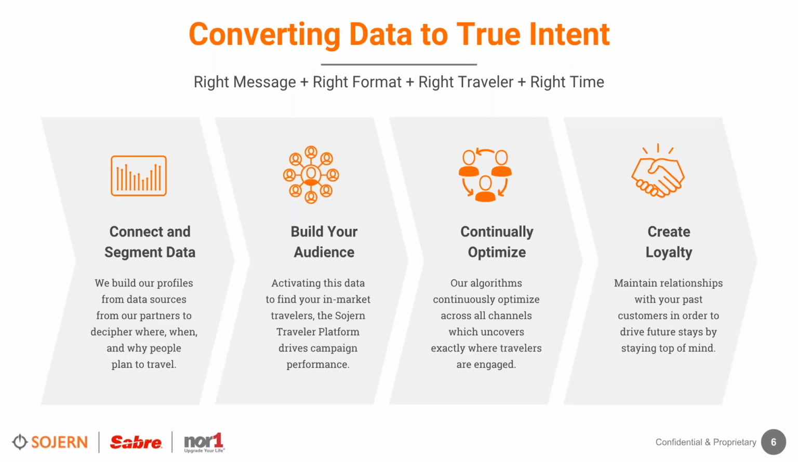At Sojern, we try to connect and segment the data that we have access to. We build profiles from our data sources and our data partners to decipher where, when, and why people are planning to travel. We then customize audiences to activate this data and find in-market travelers using the Sojern Traveler platform that drives overall campaign performance. Then we leverage the machine learning, the science behind the curtain, with algorithms optimizing campaigns across all channels to uncover exactly where travelers are and how they're engaged.